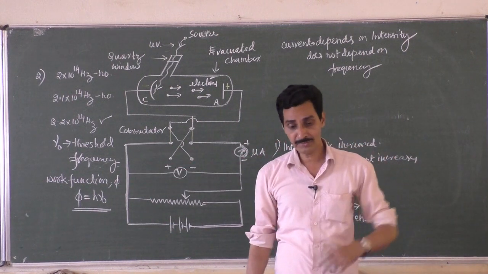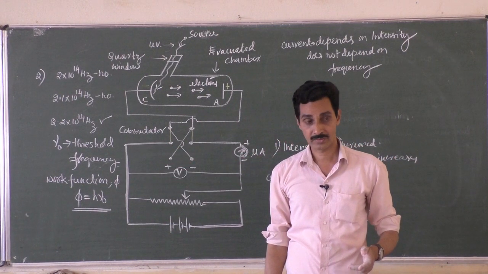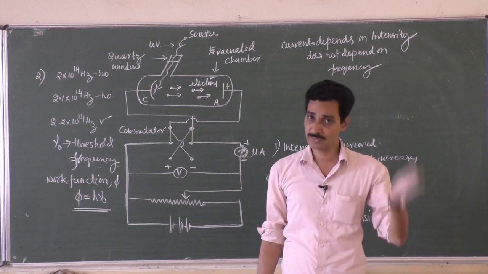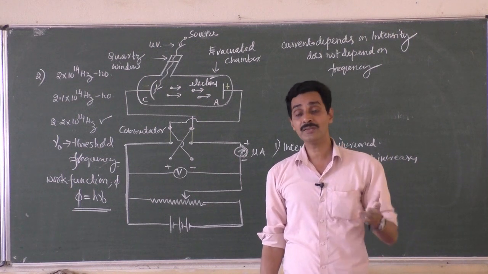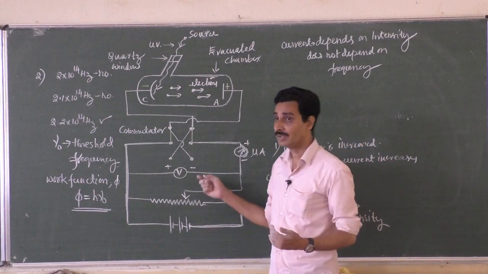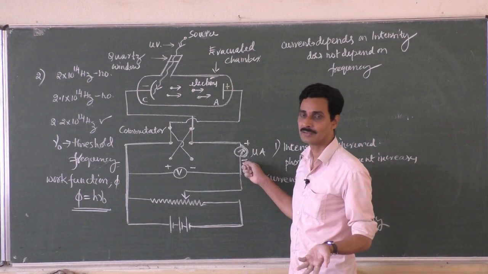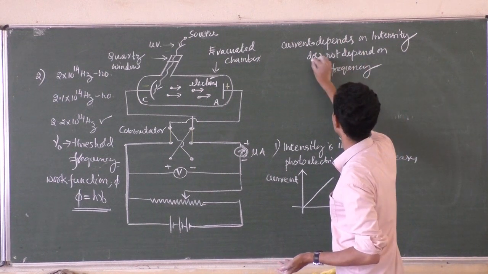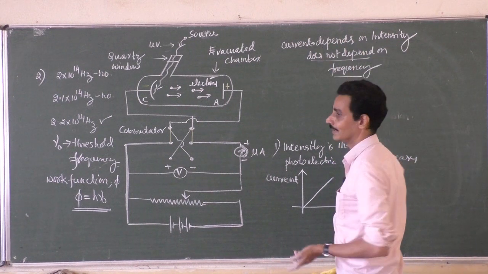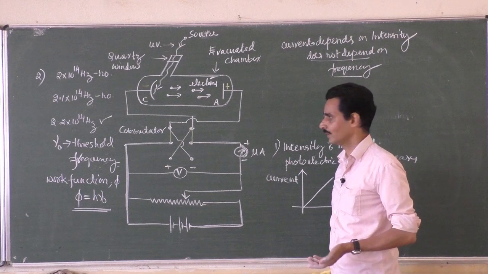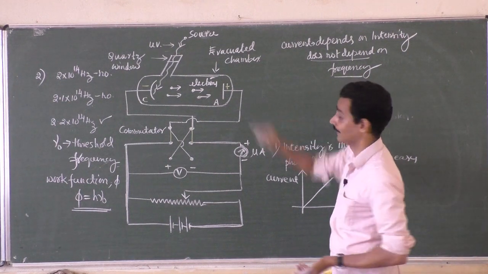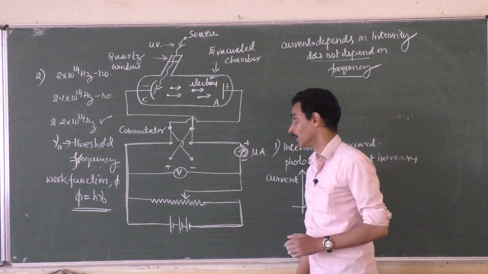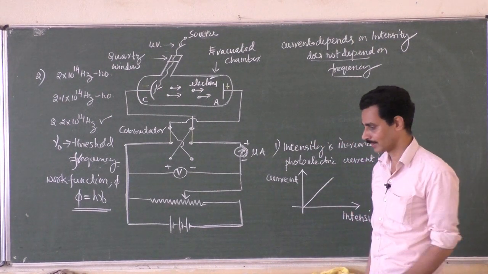There is a requirement of minimum frequency for removal of electrons. There is a requirement of minimum frequency for photoelectric current. But beyond that threshold frequency, photoelectrons are coming, but they don't increase the current. So, photoelectric current depends on intensity and does not depend on frequency. It is independent of frequency of incident radiation, frequency of incident light. Okay. Now, they went for one more experiment.